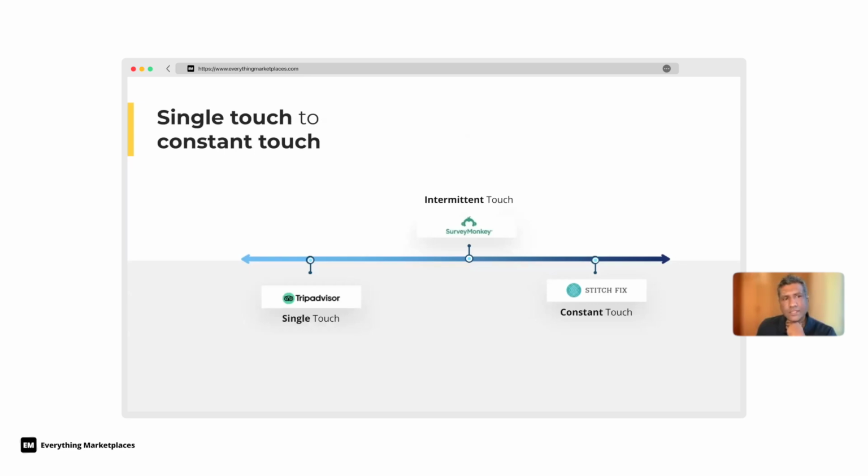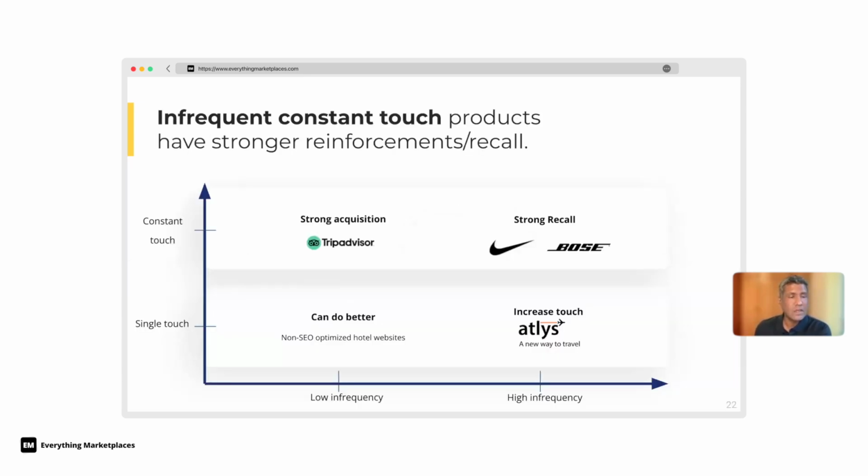The strategy again for a single touch and constant touch is, I mean, again, the attributes here are single touch and constant touch. Constant touch example would be something like Stitch Fix. Once you buy a Stitch Fix and then you wear it, and if you like it and people are complimenting you for that, that's going to be a much more constant touch product as against, let's say, a single touch one like TripAdvisor or a SurveyMonkey, which you might just use once and then leave it.